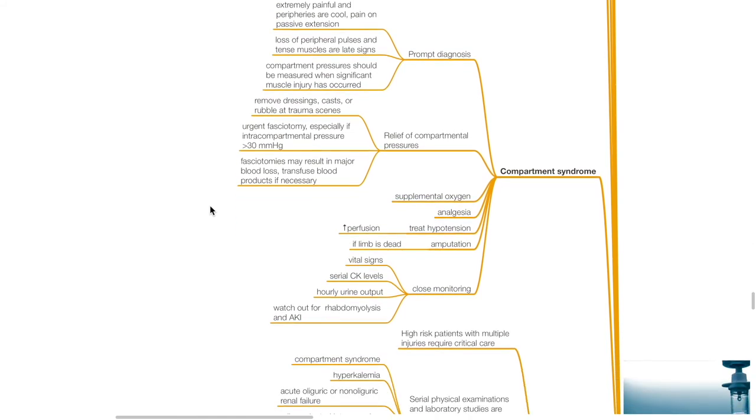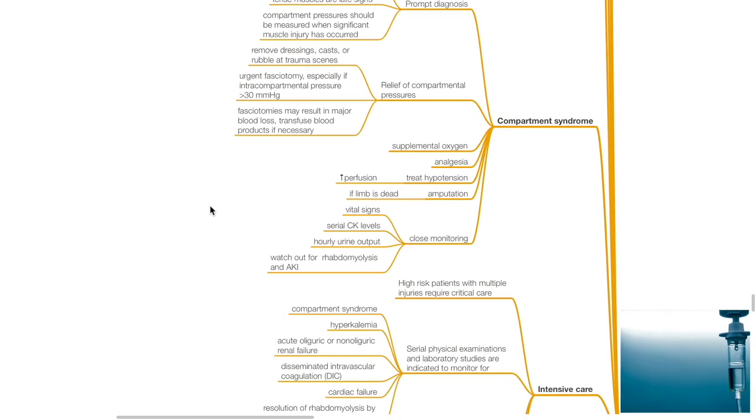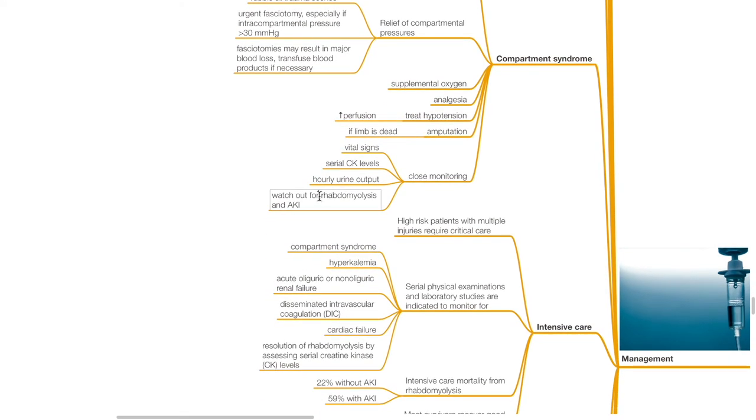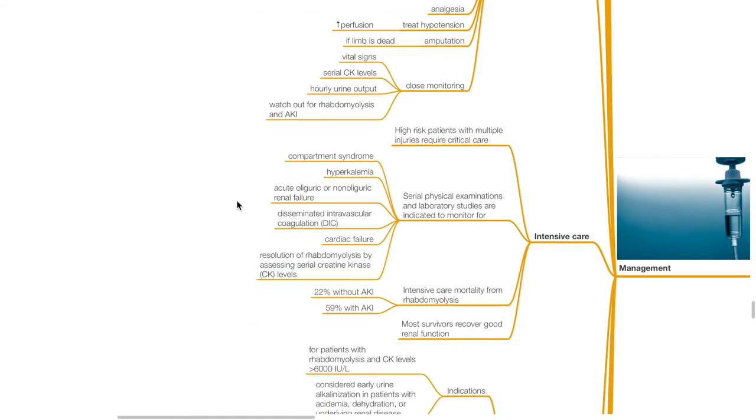Provide supplemental oxygen, analgesia, and treat hypotension to improve perfusion. Amputation may be done if the limb is dead. Close monitoring of vital signs, serial CK, hourly urine output, and watch out for rhabdomyolysis and AKI. Intensive care: high-risk patients with multiple injuries require critical care.